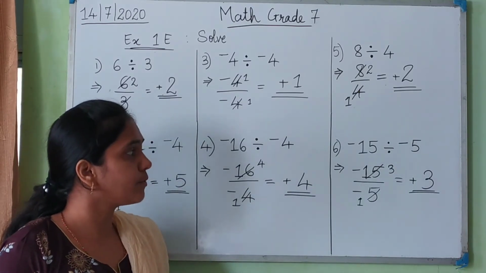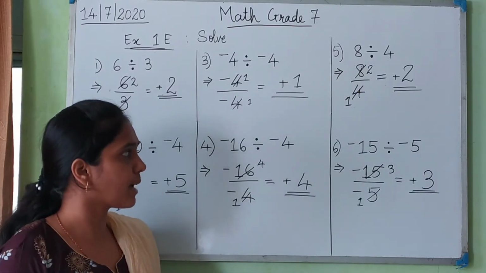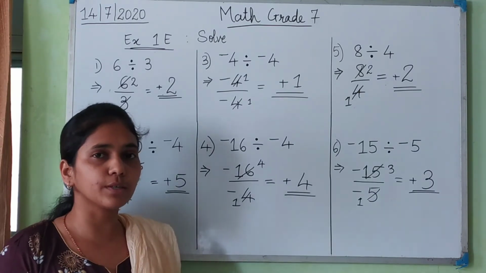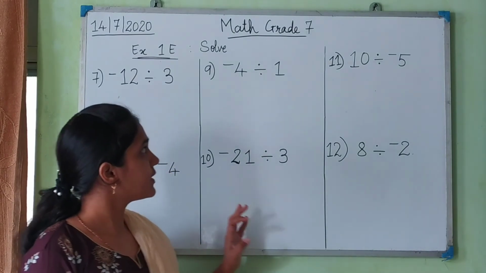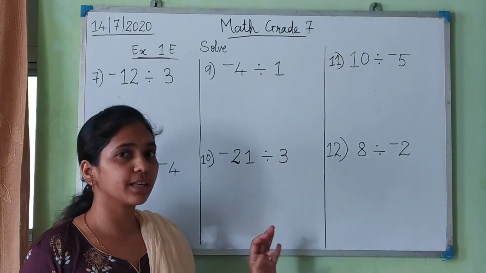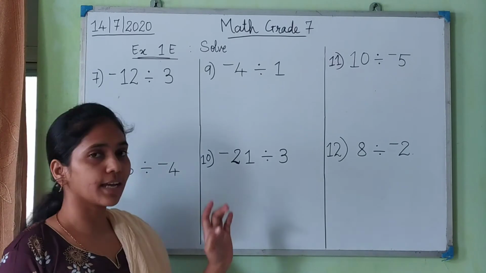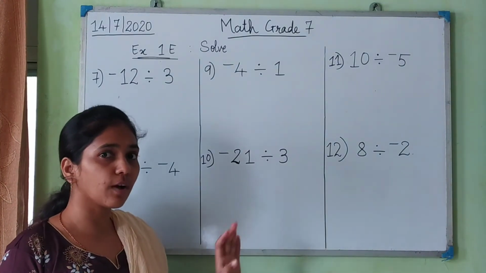Okay, now we will see another few examples based on if one of the two numbers is negative. So now we will see the next examples which are based on if the sign of one number is negative.